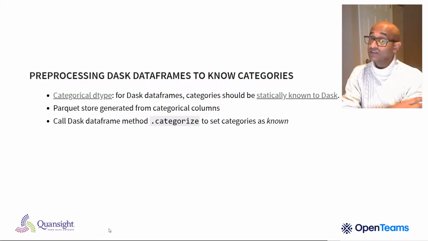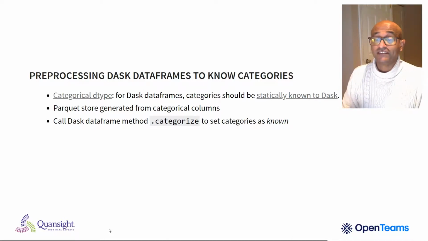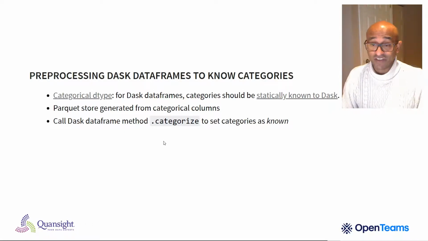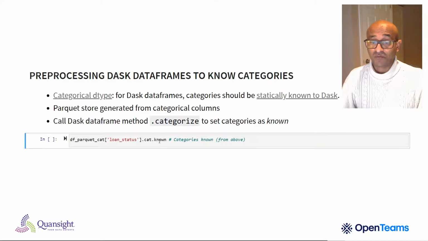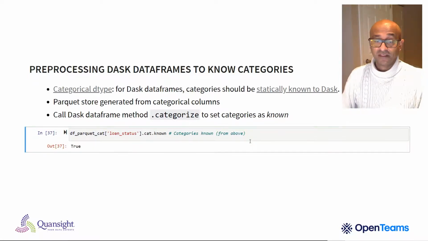One caveat we have to recognize though is that categorical data types need to be statically known to Dask. So even when I've read it from disk, it still needs to actually know what all the categories are. For instance, there's an attribute called known associated with a categorical column. Since I had read the Parquet file and called the categorize method, that attribute is set as known is true for df_parquet_cat.